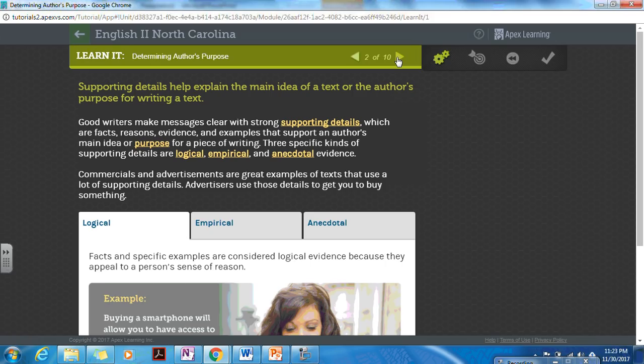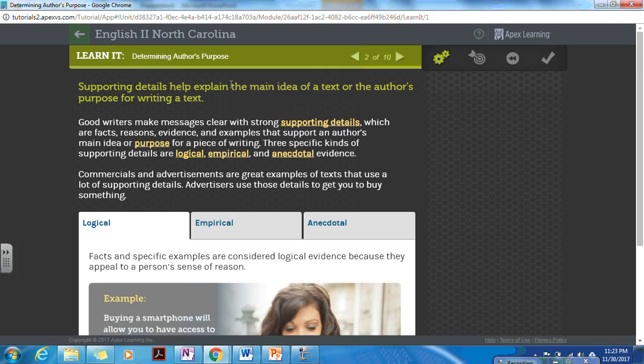Now, when we talk about author's purpose, we know that authors write for 3 main reasons: to persuade, to inform, and to entertain. Now, regardless of which piece of the author's purpose pie the author is writing from, it all stems on the supporting details. So supporting details help explain the main idea of the text and also give you the author's reason for writing that text. So every good writer, in order to have a good informed audience, makes messages that are clear and strong.